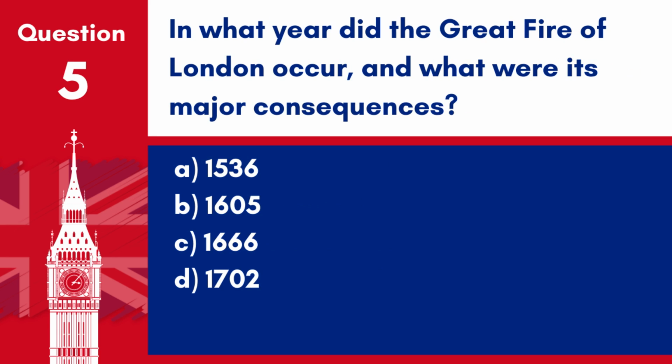Question 5. In what year did the Great Fire of London occur, and what were its major consequences? A. 1536, B. 1605, C. 1666, D. 1702. Answer: C. 1666. The Great Fire of London occurred in 1666 and led to major reconstruction of the city, including the implementation of new building codes and the development of fire brigades.